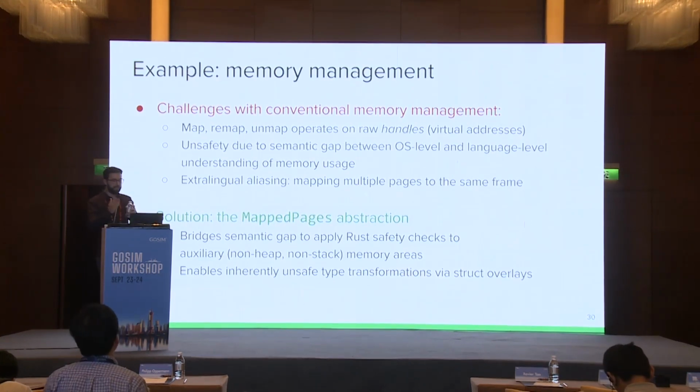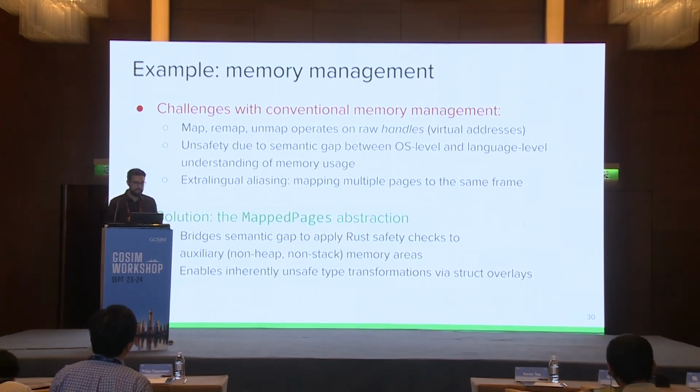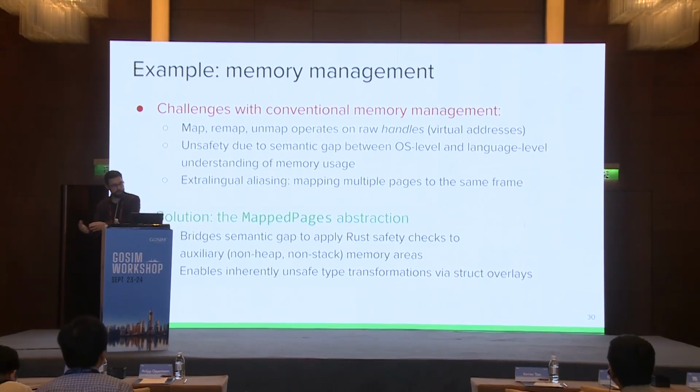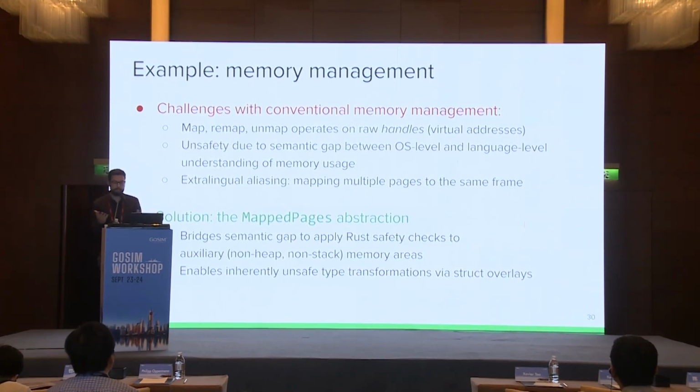Okay, so clearly the most important thing, in my opinion, that any OS can do is memory management, right? So some challenges with conventional memory management are that when you're mapping or remapping or unmapping something, you typically operate on virtual addresses, which is a handle to some underlying memory that the kernel is responsible for controlling, right? This introduces unsafety because there's a semantic gap between the OS level representation, which is this virtual address, and the language level understanding, which is a reference or a type or something like that.